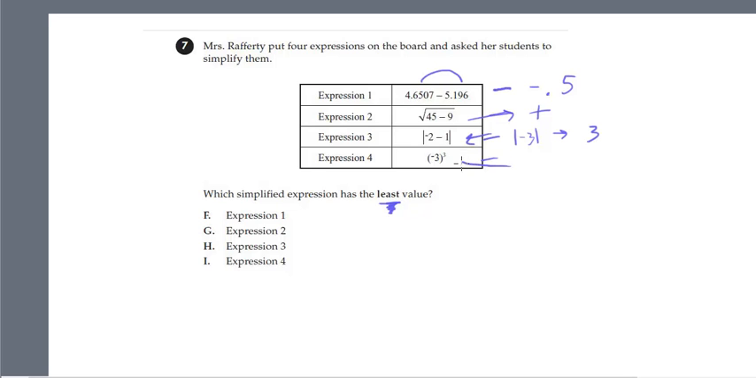And this, however, is a very large negative number, so a very, very small number, because negative 3 times negative 3 is 9, times negative 3 is negative 27. So it should be expression 4.